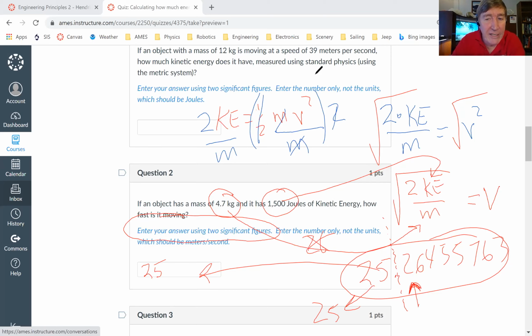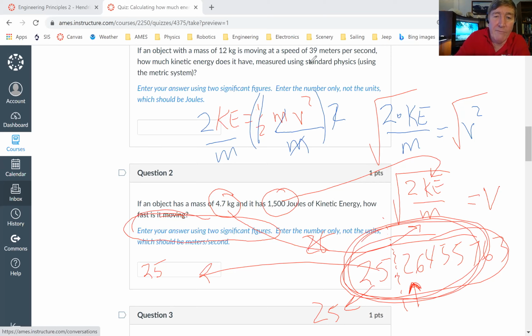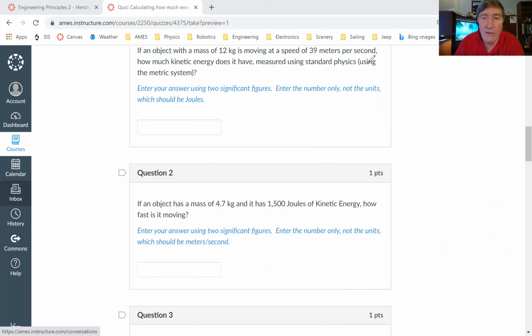If I type in more sig figs than 25, Canvas is going to mark it wrong, because I told Canvas to only accept answers that have 2 significant figures in them. Mark it wrong if it has more than 2 sig figs. Is this making sense? Give me a yes in the chat box if this makes sense. Give me a no if it doesn't.